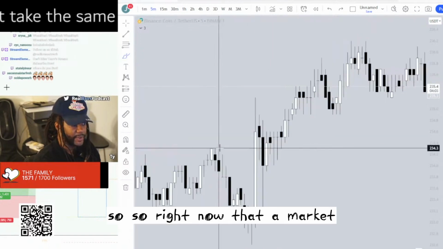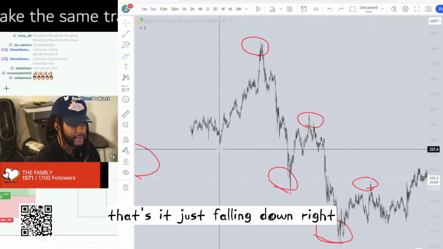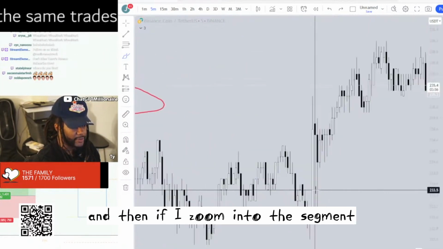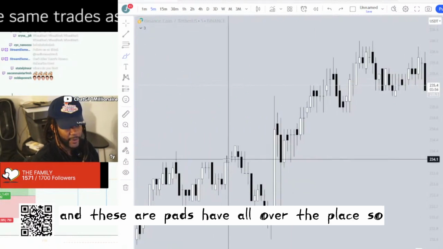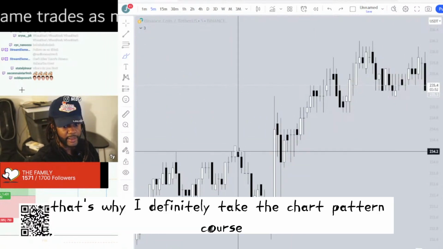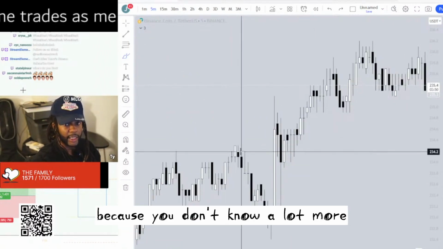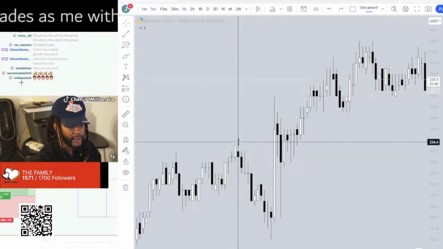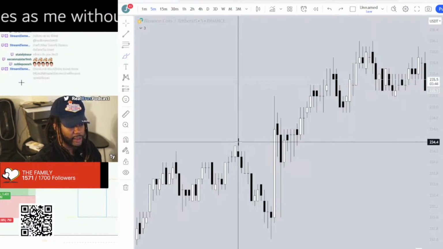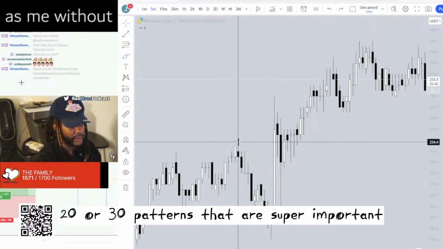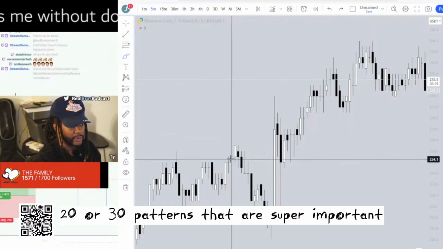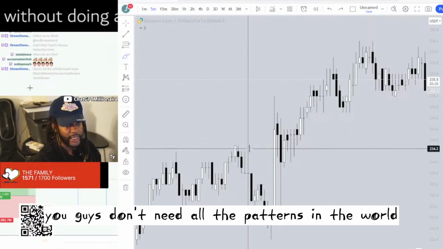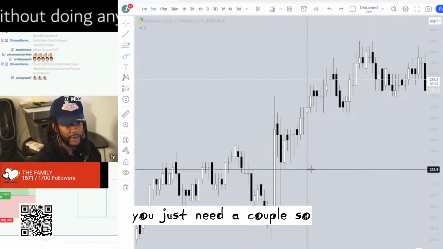So right now, we got a market that's just falling down, right? The market's falling down, and if I zoom into the segment, these chart patterns happen all over the place. So that's why I definitely recommend the chart pattern course, because you're going to learn a lot more. These advanced patterns, I think I teach like 20 or 30 patterns that are super important. But just with this, you guys don't need all the patterns in the world. You just need a couple.